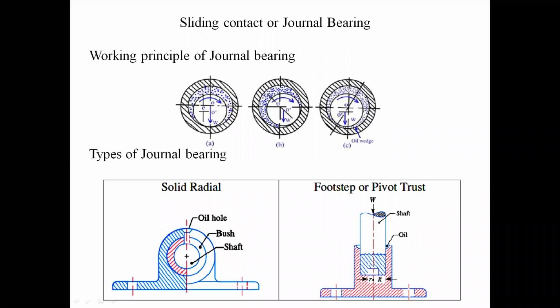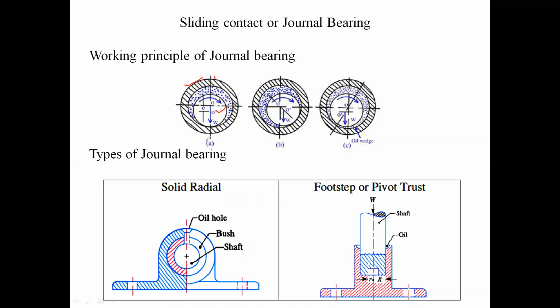Now, sliding contact or journal bearing. What is the working principle and what are the types of sliding contact bearing? You can find that there is a figure. In that figure, there is an outer fixed part, and there is a rotating element, which is also called a journal.